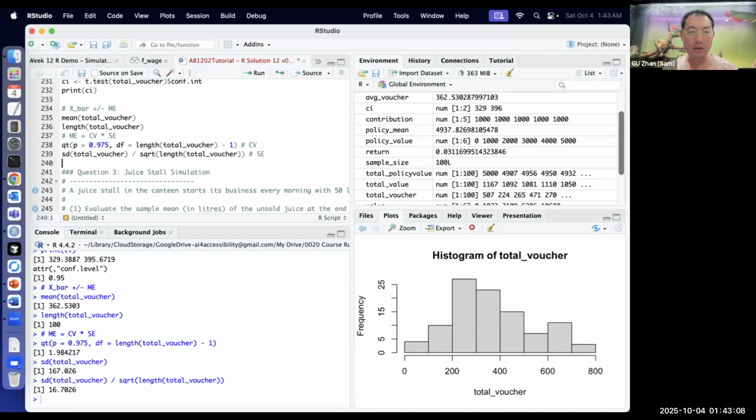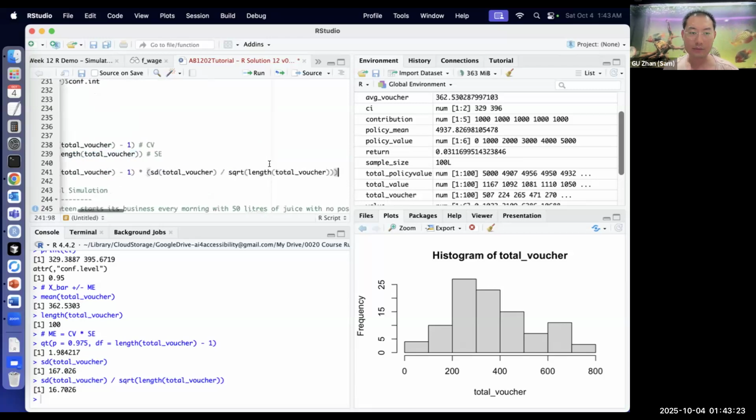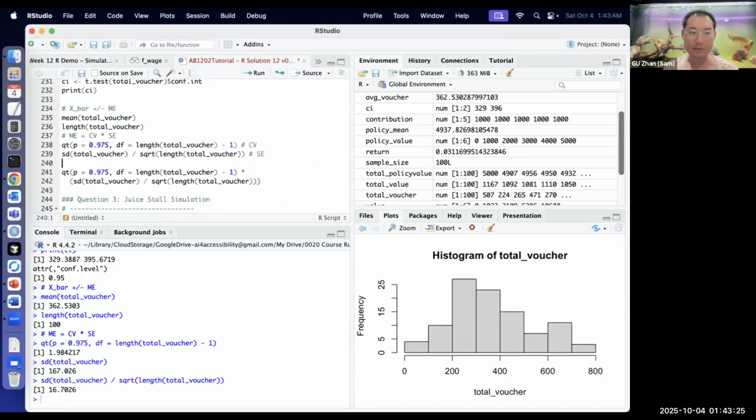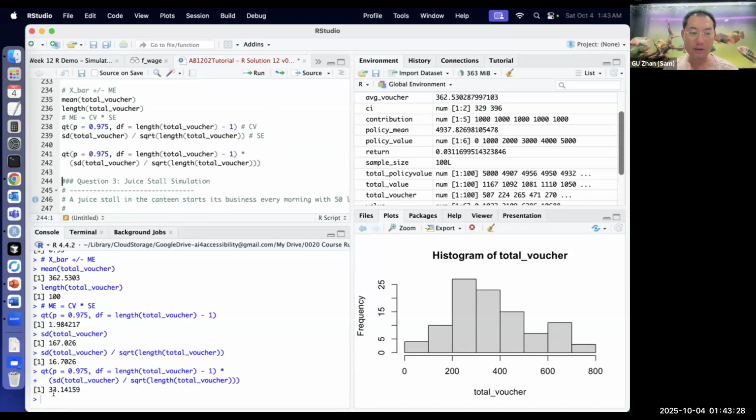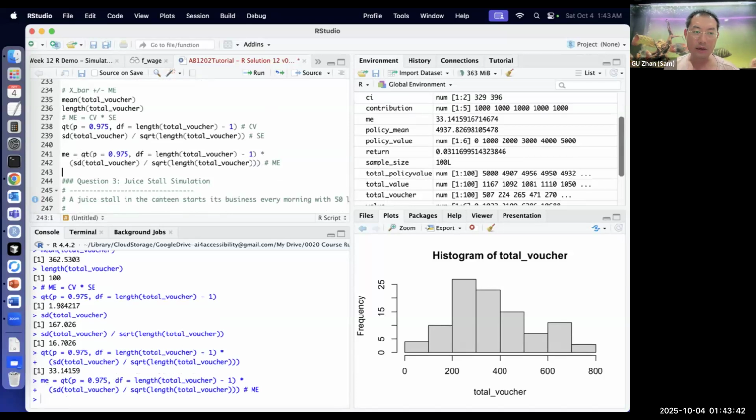So next, ME is this one times this one. Right, so it's best we add a bracket there. This is your ME. You just run it. So ME is 33. Okay, so this is your ME. Why now we do this? I will say this is ME. Just assign it to this value. Okay, ME assigned to this value. So now you have an ME.